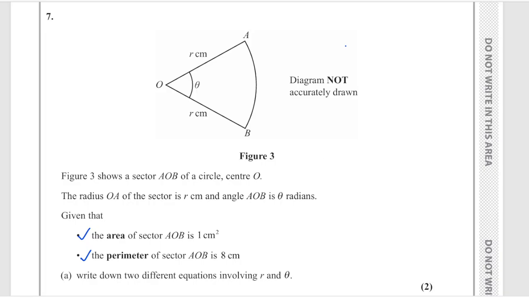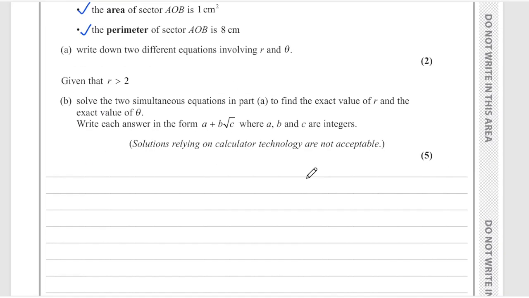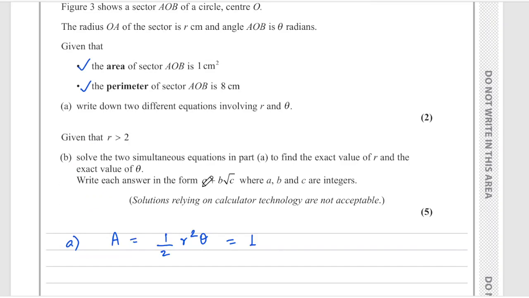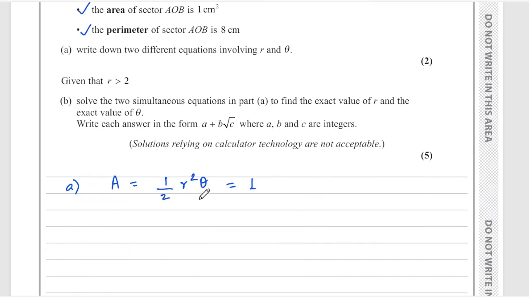Okay. So first thing, it is given the area of the sector is 1 centimeter square. So we know that the area of the sector is given by the equation half r square theta. So this is equal to 1 centimeter square. So this is the first equation. We don't know r and we don't know theta. The only thing given is the area, which is 1 centimeter square.